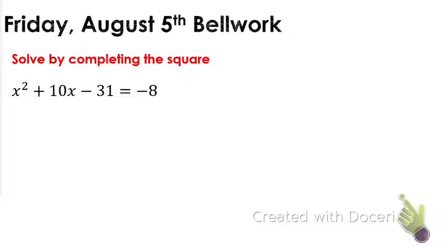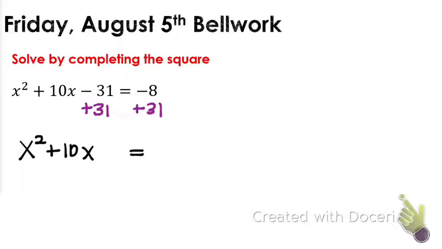Okay, so the first thing you would have to do is move that 31. And because that 31 is negative, we're going to add it. So that's your first step. Add 31 to both sides. You would have x squared plus 10x equals what?